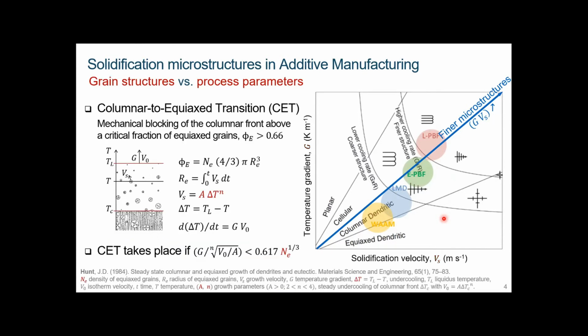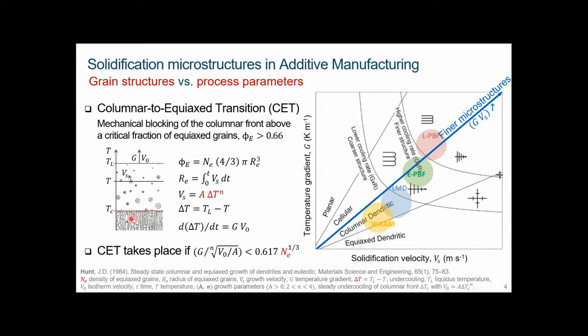Now, another general trend is about columnar to equiax transition. So you want to know not only the size of the microstructure, but the morphology of the grain structure. And you can use the Hunt criterion for that, where you say that if the volume fraction of the equiax grain structure reaches some value, then you stop the growth of the columnar grains.